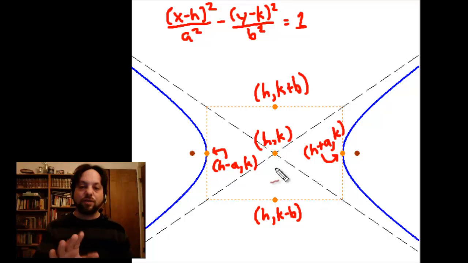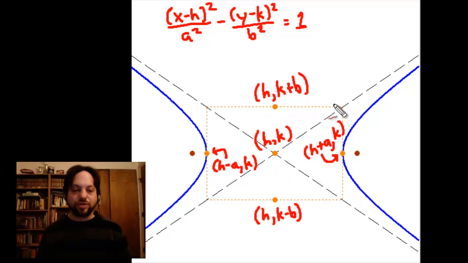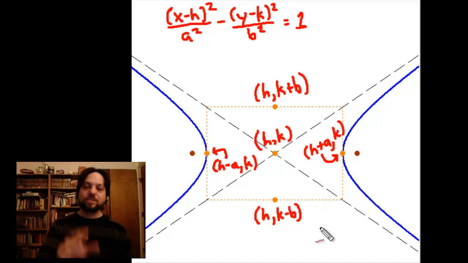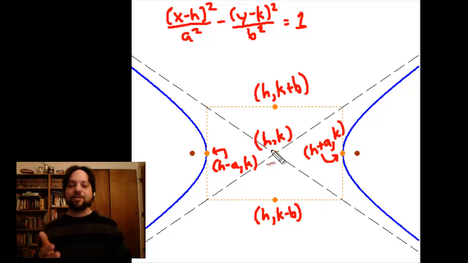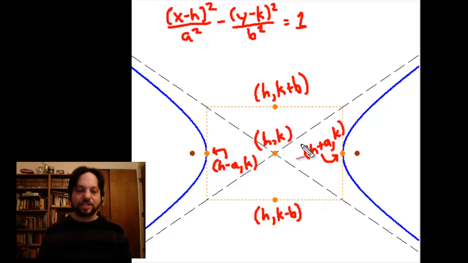Now, what's really helpful, once you find all four of those, is that you can actually create this box. You see it outlined here in orange. And this box is very, very helpful because it's going to help us to find our asymptotes. Now, we'll get to the foci and the graph of the hyperbola in just a moment, but let's talk about these asymptotes. Of course, they are lines. Each one passes through this h comma k. And all we really need to find then is the slope of each asymptote.